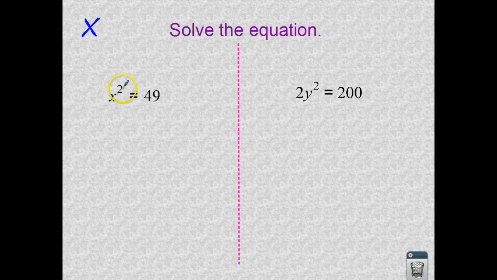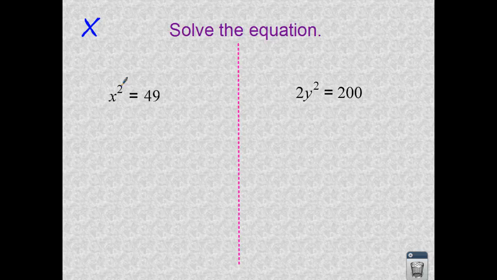The problem is we have this exponent that does not relate. It is not x to the first power. It is actually x to the second power. So what is the inverse operation that gets rid of this exponent to the second power?